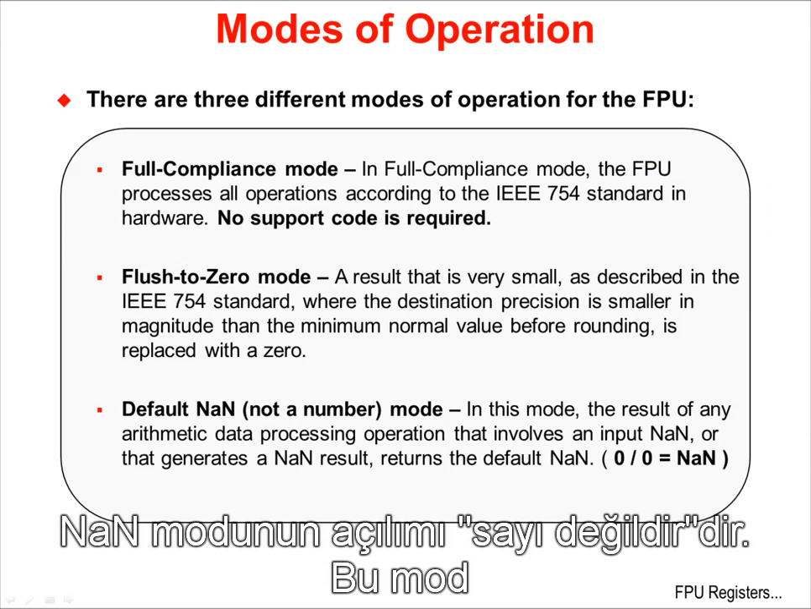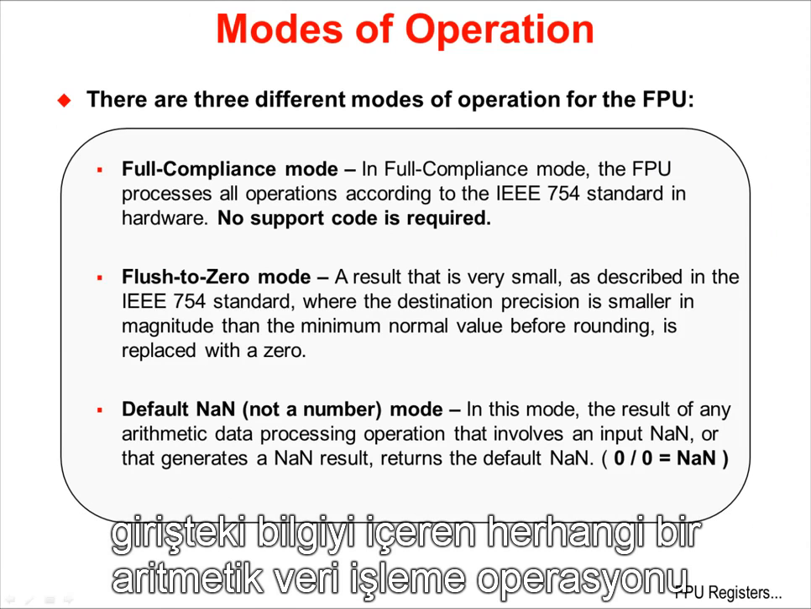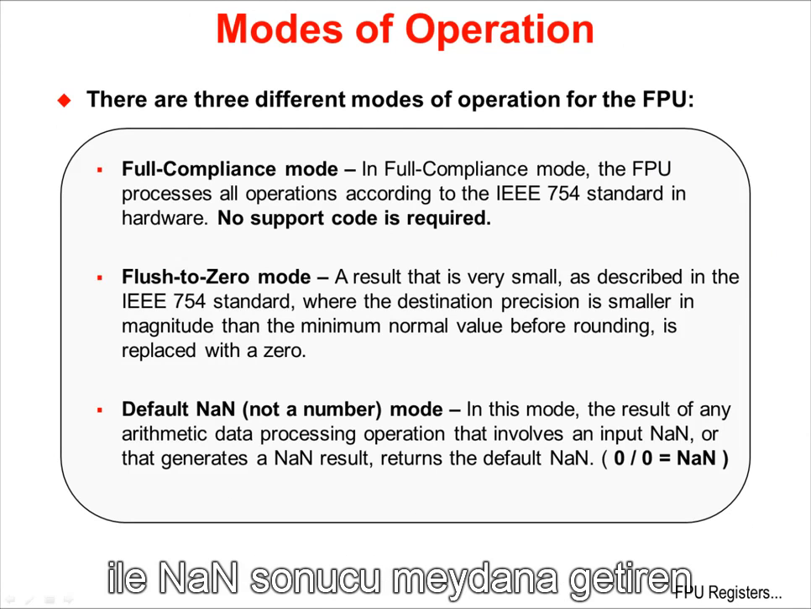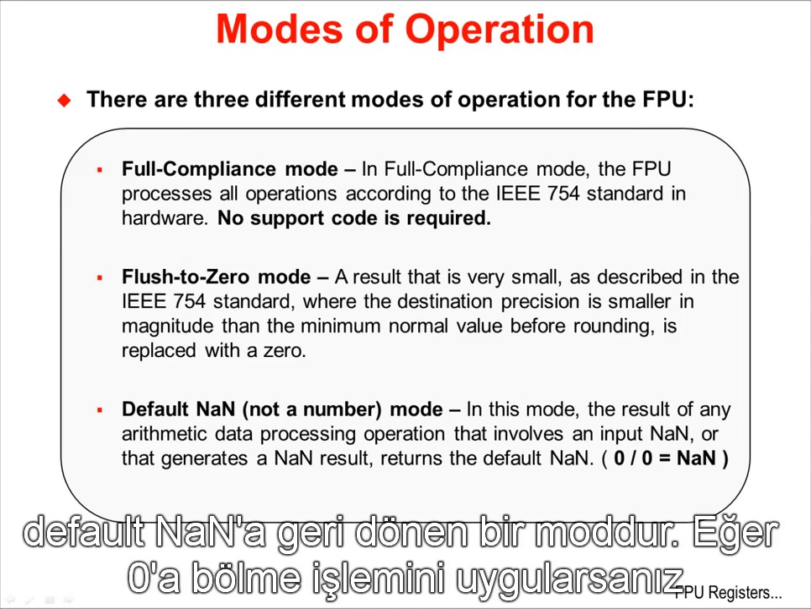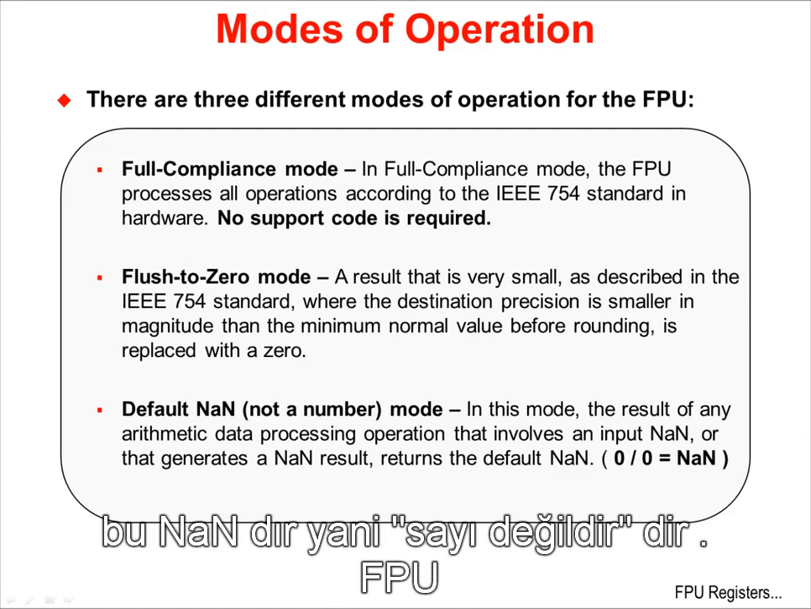NaN stands for not a number. In default NaN mode, the result of any arithmetic data processing operation that involves an input that's not a number, or that generates a result that's not a number, will return the default NaN. If you perform a divide by zero, that's a NaN, or not a number.